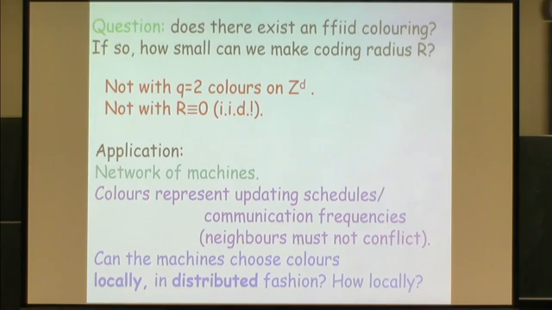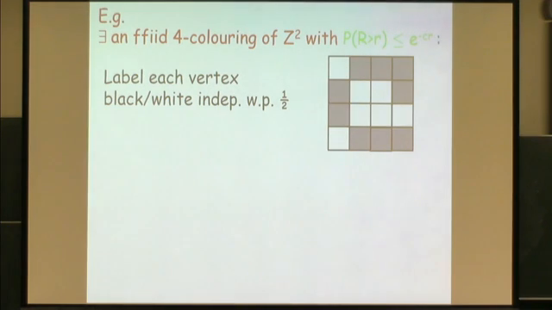So the question is, can the machines choose colors for themselves in a local distributed manner, where the machines use their own sources of randomness, and then maybe they discuss with their neighbors and their next door neighbors, but then eventually they decide what color to be with a rule that's the same everywhere. And if that's possible, then you can ask, how locally can you do it? How far does a machine typically have to look? All right, so that's the question.